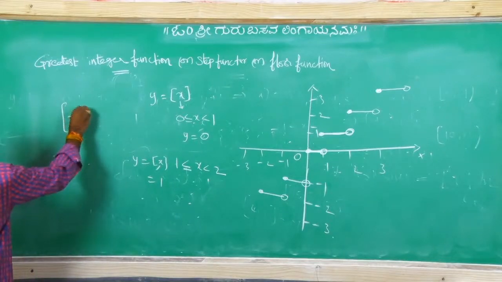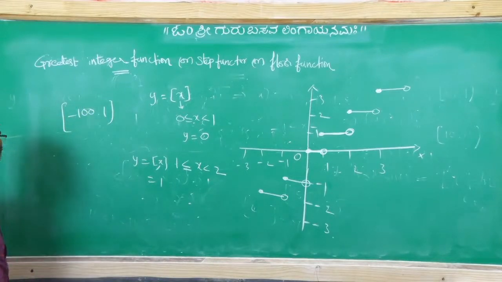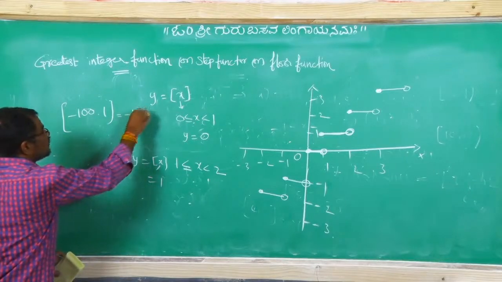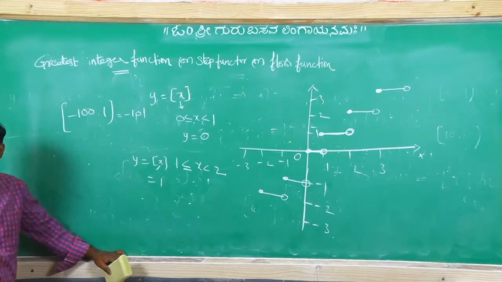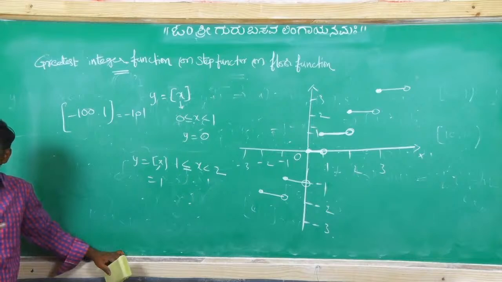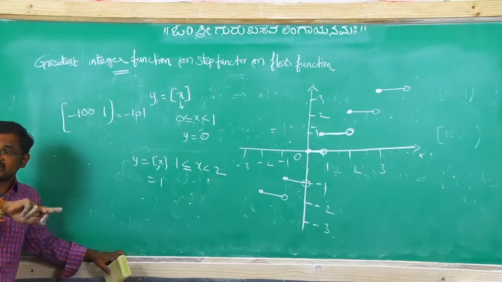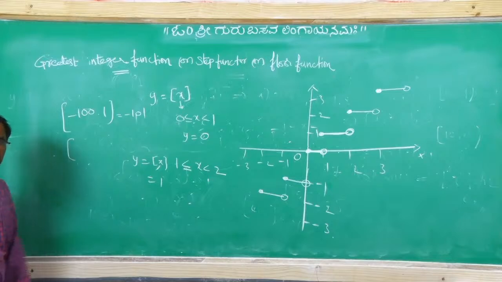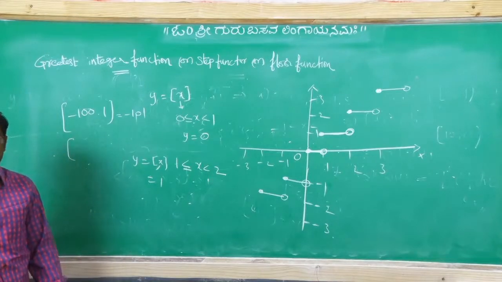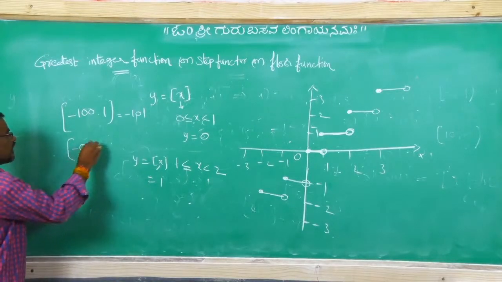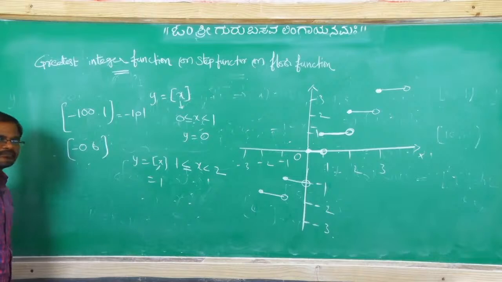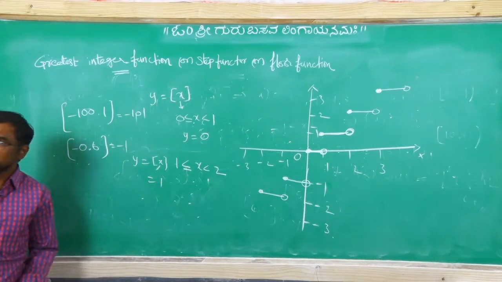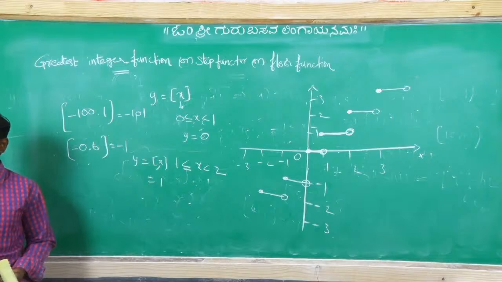Step of -100.1 is -101, because on the left side you have to take one extra. It is in between -101 to -100. Here only the confusion is there. Remaining okay, don't get confused there. Step of -0.6 is -1, because it is in between -1 to 0.